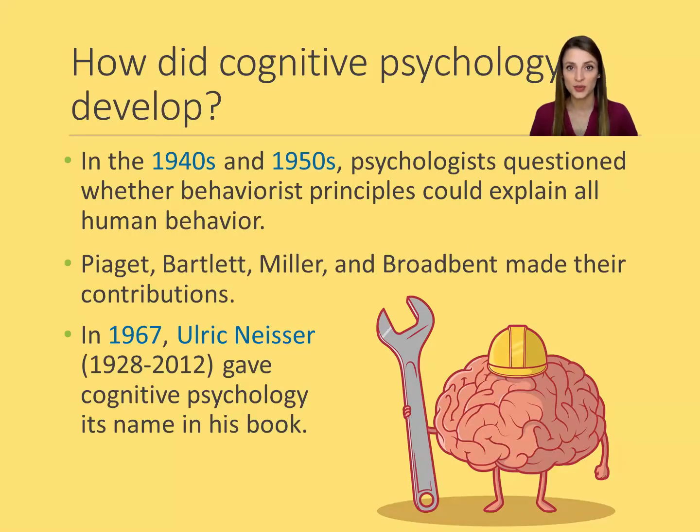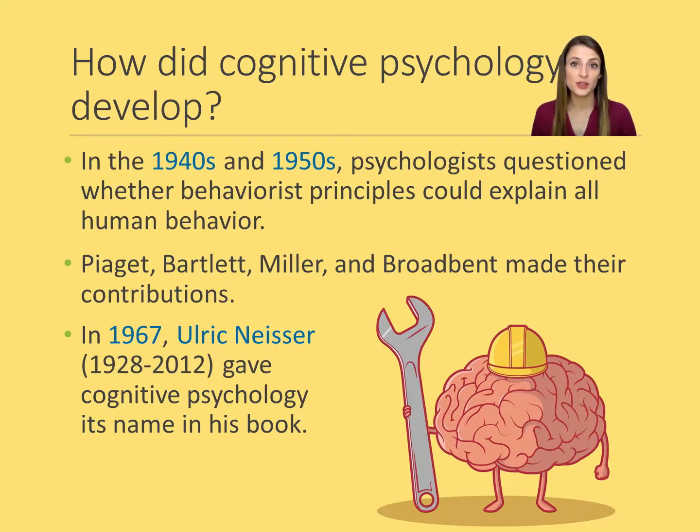One of the other things that contributed to the development of cognitive psychology was that in the mid-1900s, some psychologists were concerned that behaviorism, operant conditioning principles, could not fully explain all human behavior. Language was one of the issues that many of them brought up. We do not learn language solely through rewards and punishment. There are other processes at play, and behaviorism just couldn't fully explain those processes.